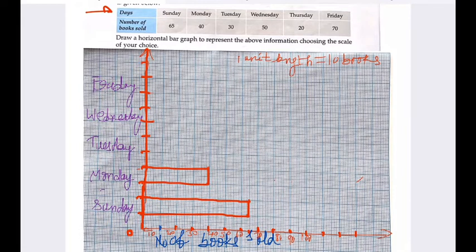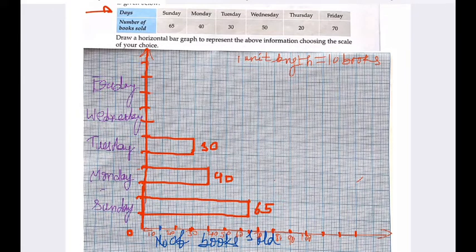You can write here also. It is for 65. This is 40. The next is Tuesday, which is 30. So this one is 30. So you can make first a horizontal line and then is your line for 30.